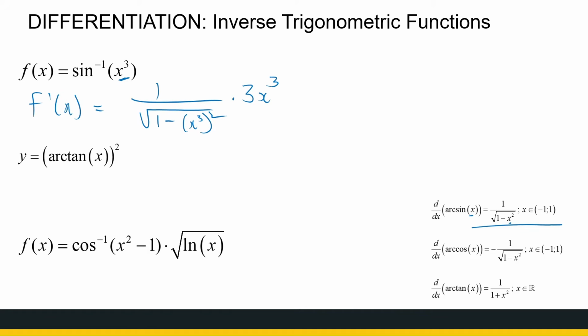All right, the next one. Tan inverse or arc tan squared. So now it's the whole thing squared. So the derivative of something squared is 2 times that thing to the power 1 times the derivative of that thing. What is that thing? That thing is just arc tan of x. So 2 times arc tan of x to the power 1. We can just say 2 times arc tan x times the derivative of arc tan, which is 1 over 1 plus x squared.